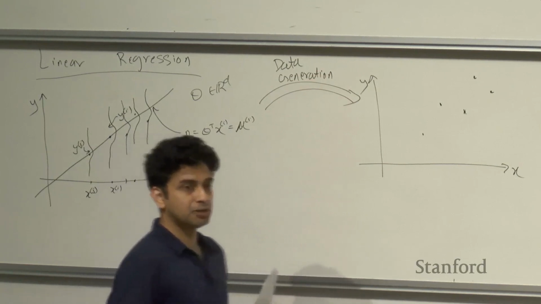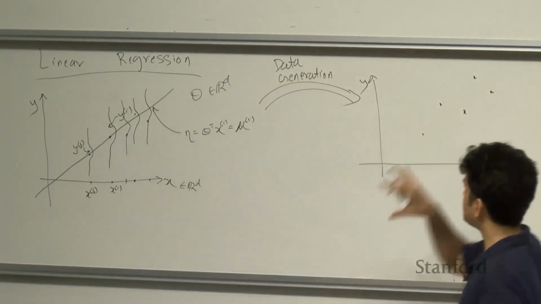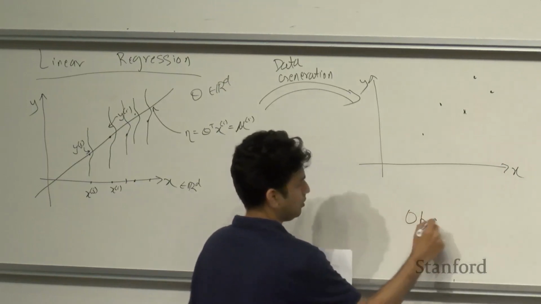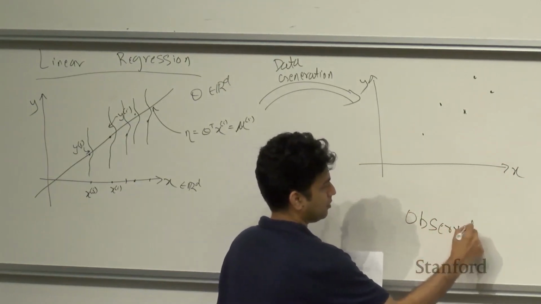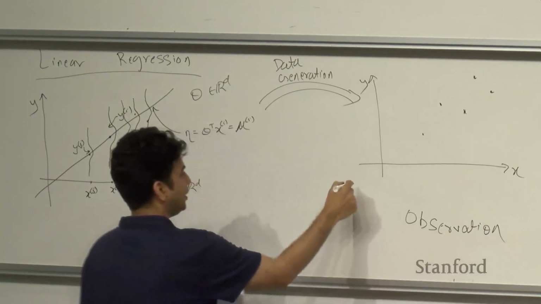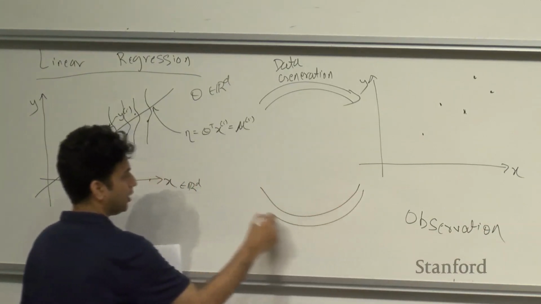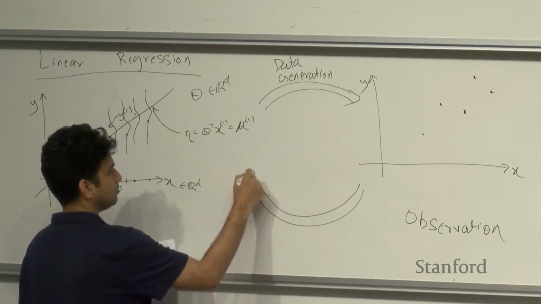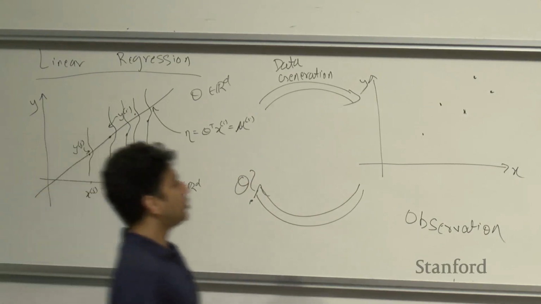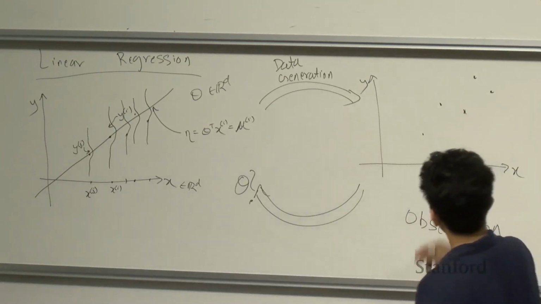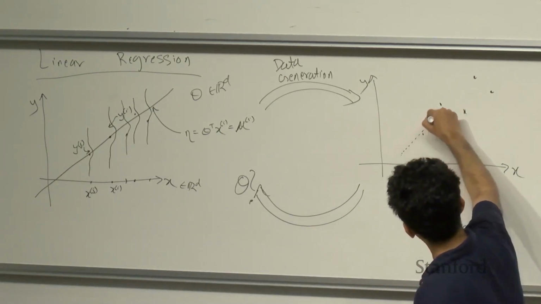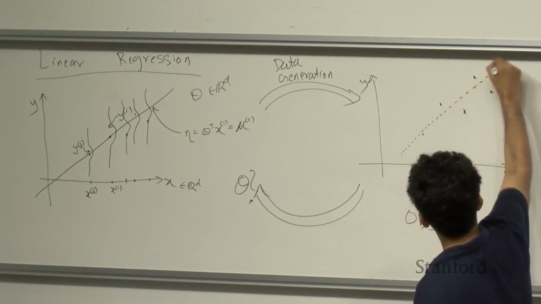And now when we start our machine learning analysis, we start from here, right? This is the observation or the data. And from this observation, we now want to infer what theta is. So the true theta might be something like this, but we don't know.